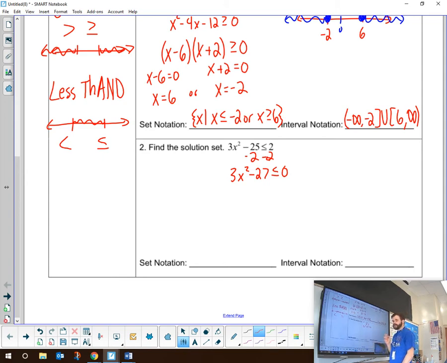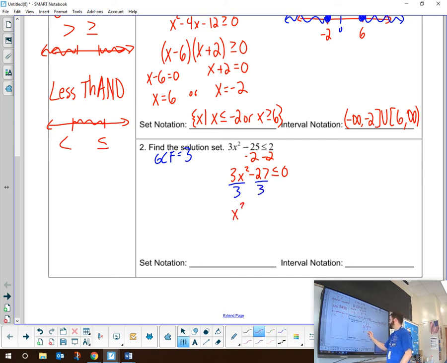Now this is a less than or equal to. So if you see a less than or equal to, you can probably assume it's going to come together because it's less than. And we know that we're going to have filled in circles. Let's go ahead and solve this. First step to solving this is we're going to look for a GCF, right? And in this case, my GCF is going to be 3. So I'm going to pull out a 3 from both of these.